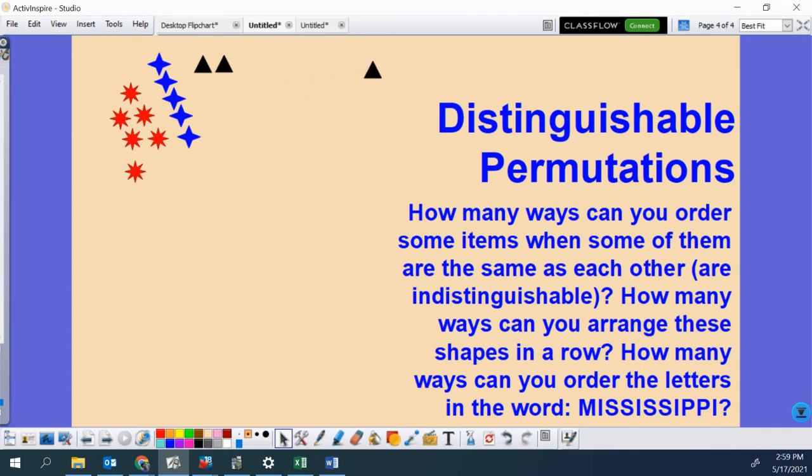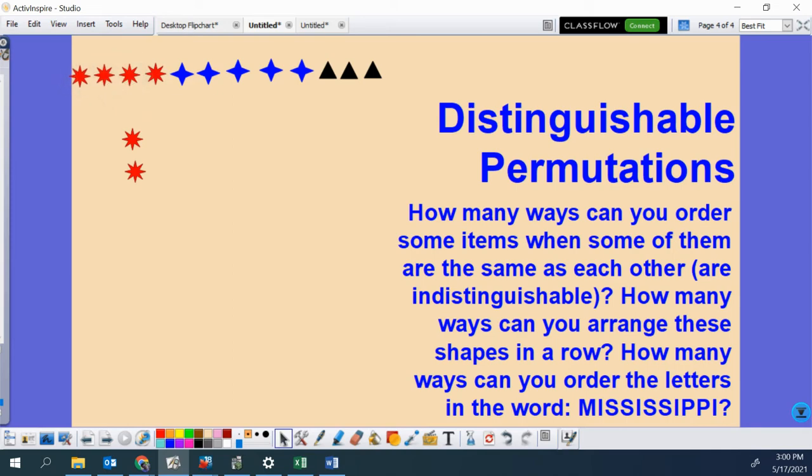And one arrangement would just be, we just put them in order like that. The 3 black triangles on the right end, the 5 blue stars, and then in front the 6 red stars. That's one of the many orders. And again, we say distinguishable because all in all, you've got several objects here, right? We've got 6 plus 5 plus 3 is 14 items.